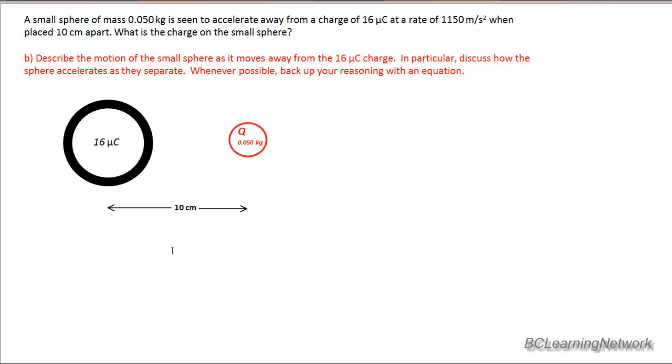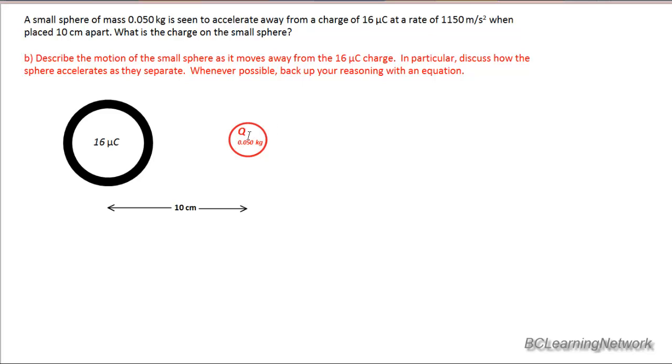Okay, in this question we've got two objects each holding a charge. One of the charges is given. The larger object has a charge of 16 microcoulombs, and the goal originally was to find the charge of the smaller one, the 0.05 kilogram sphere, if it's 10 centimeters away from the larger one. And the information they give you is as follows.